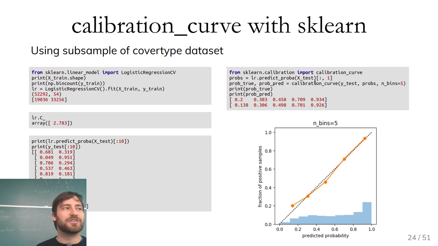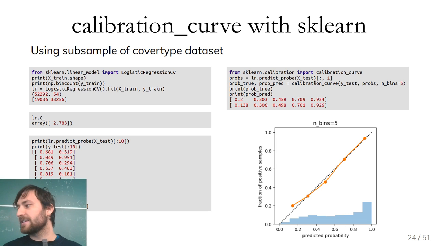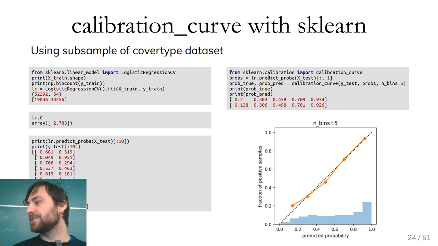So here I want to measure this on a holdout set. So here I'm using a test set because I split the train and test set. You could use this also on your validation set. So I fit on a training set. I get the probabilities on my test set. So this is the logistic regression probabilities of class 1. And then I call calibration_curve with the test labels and the probabilities.